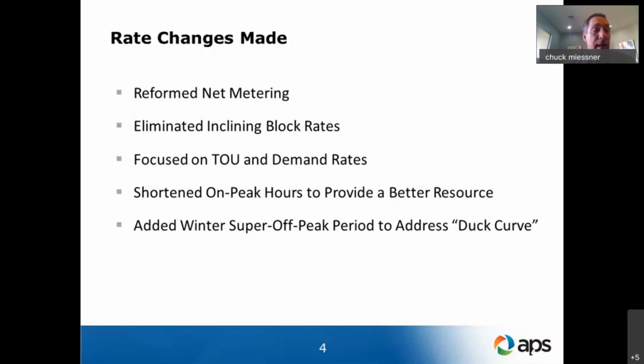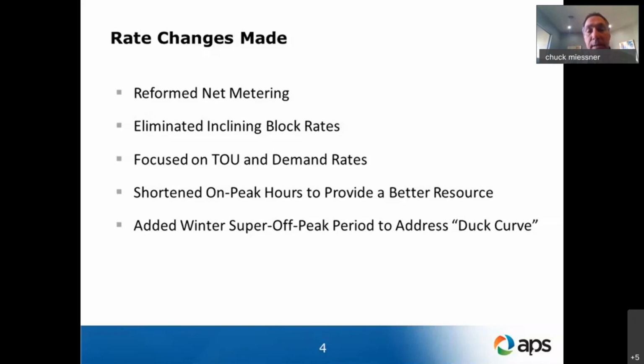If you're not familiar, an inclining block rate means that, let's say, for the first 500 kilowatt hours that you use, your average price might be 10 cents a kilowatt hour. Well, you might have a price of 7 cents a kilowatt hour for the first 500 kilowatt hours you use. Maybe the next 1,000 you use costs 10 cents a kilowatt hour, your average cost. And then anything above that 1,500 usage might cost 15 cents a kilowatt hour. So that's an inclining block rate. What it really means is the big homes are paying above cost and the little homes are paying below cost. They're getting subsidized.